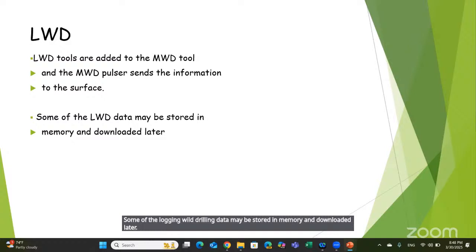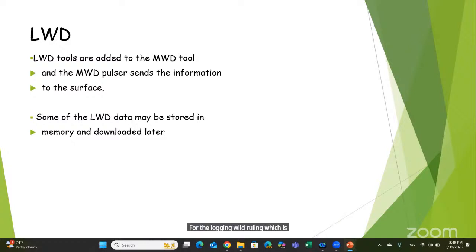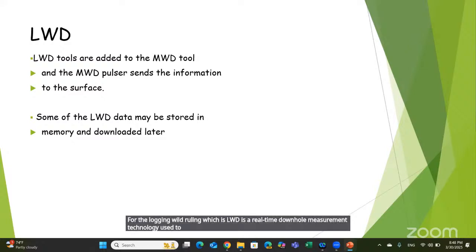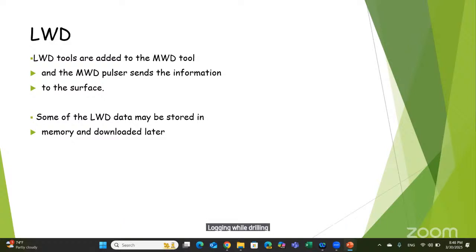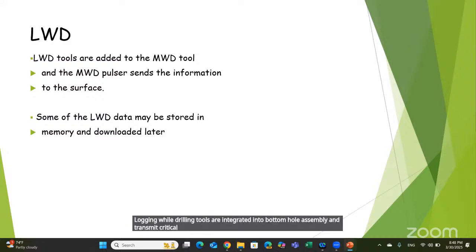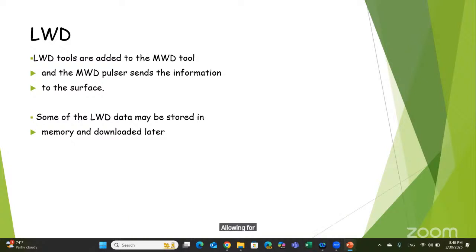Logging while drilling, or LWD, is a real-time downhole measurement technology used to collect geological and petrophysical data during drilling operations. Logging while drilling tools are integrated into the bottom hole assembly and transmit critical formation evaluation data to the surface, allowing for optimized drilling decisions.